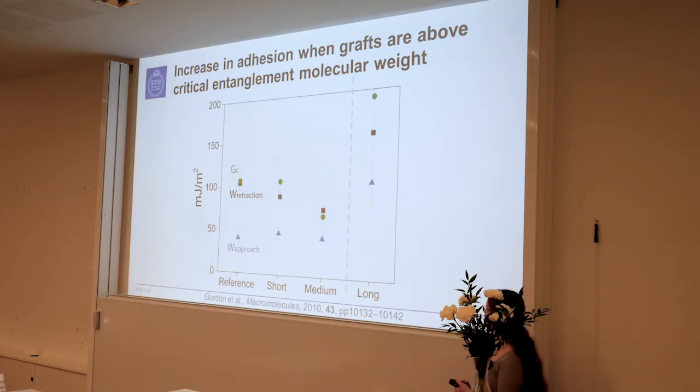So we believe that this transition, or this marked difference in adhesion, is due to us being above the entanglement molecular weight of the polymer for the longest grafting length and below for the lower grafting lengths.